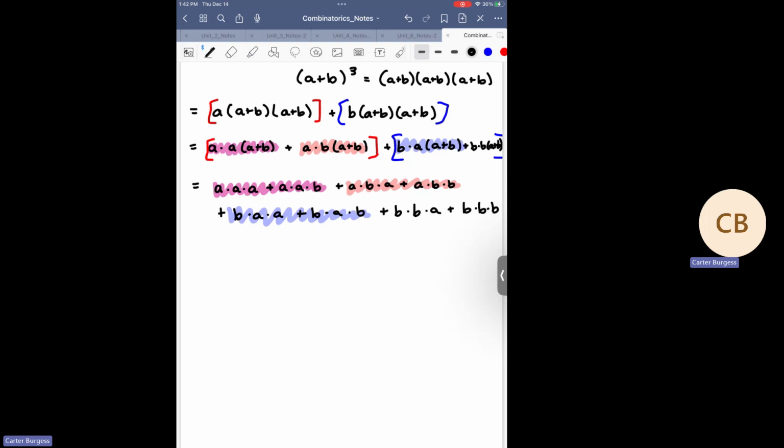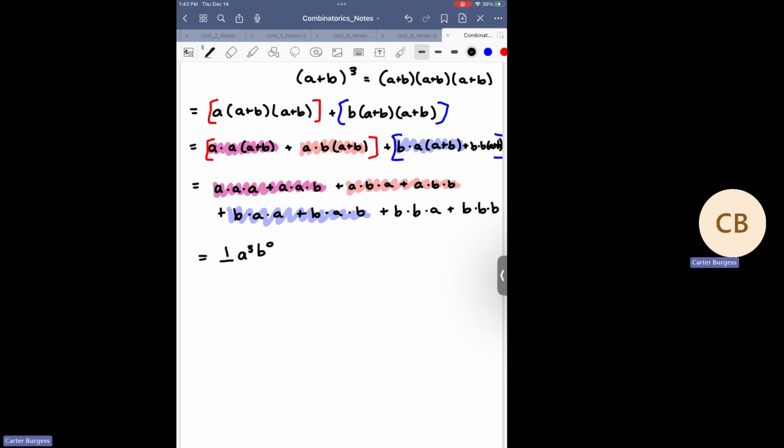How many ways can we get 3 A's and 0 B's? Yeah, just A times A times A. There's only one way to do it, and it's if every object donates an A. So that would be 3 A's and 0 B's. You generally don't write the B to the 0. I'm including it here just so that we can see number of A's, number of B's.